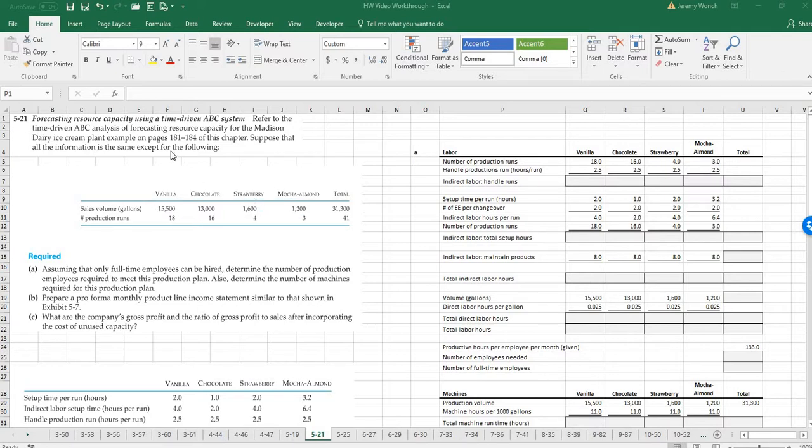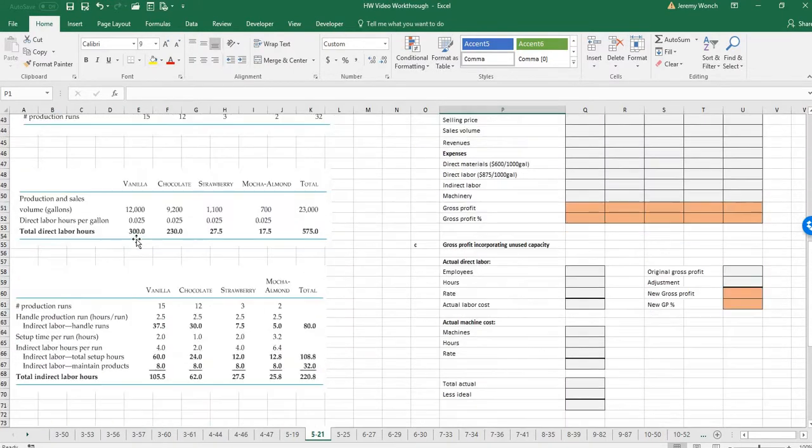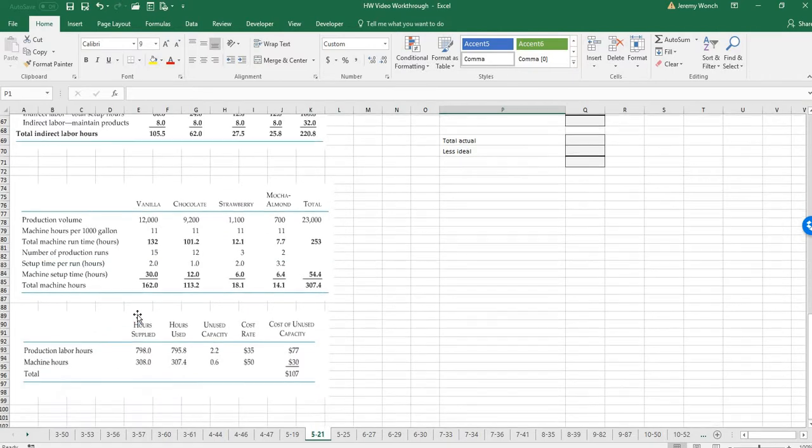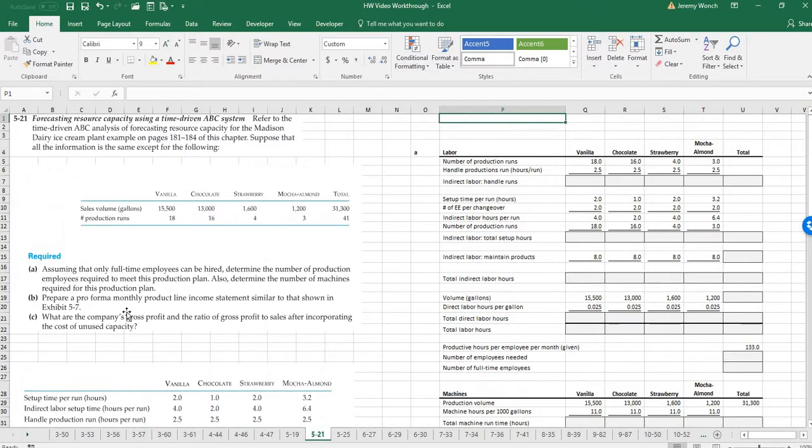This problem actually goes to problem 181 to 184 in the book, and most of the information for this problem is back in the chapter. The only thing that's different from the problem in the chapter is this stuff right here. We've got different sales volume and different number of production runs. I just went into the chapter itself and copied in some of the tables from the chapter. So there's a lot of information to sort through on this one, but we'll break it down in small chunks so it's not too overwhelming.